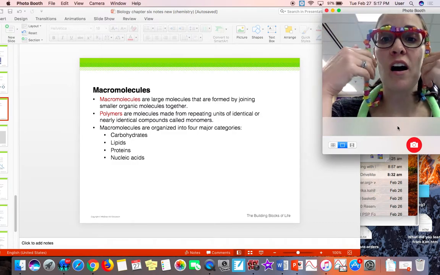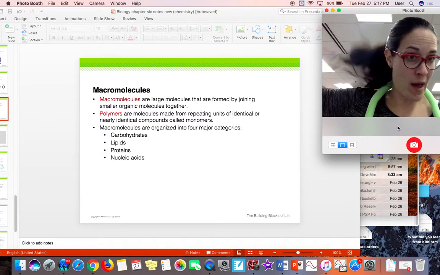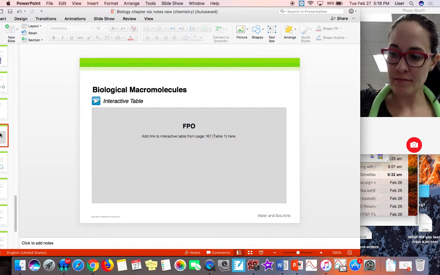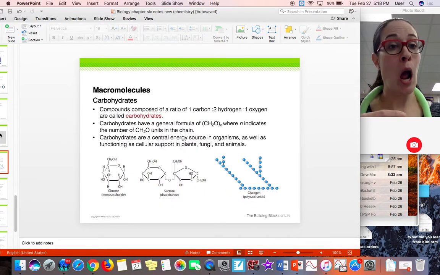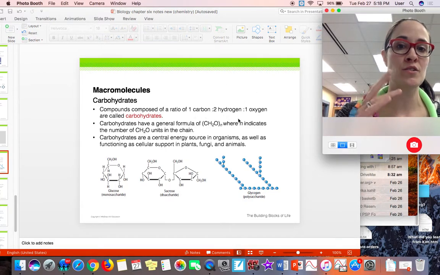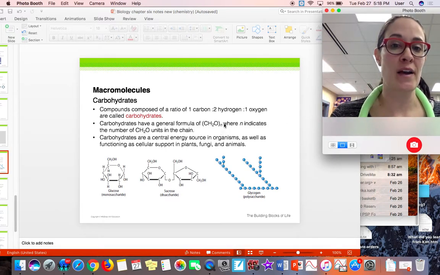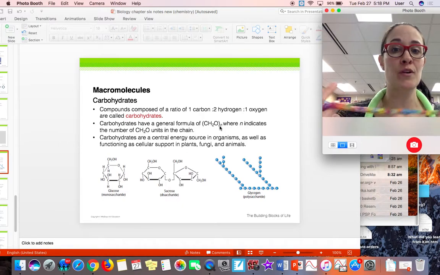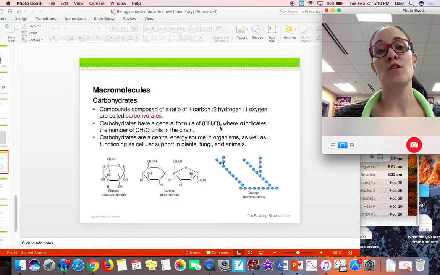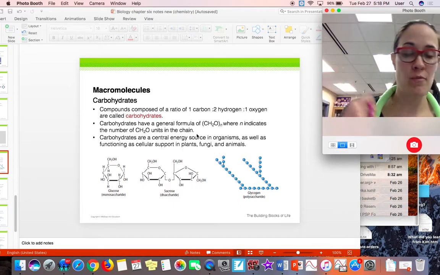All right, there are 4 main categories of macromolecules that we'll talk about. The first will be carbohydrates. Carbohydrates are made of carbon, hydrogen, and oxygen, always in a 1:2:1 ratio. And there is a formula that goes with carbohydrates and represents the number of CH2O units in that chain. So if you have 3 units, you would have 3 carbon, 6 hydrogen, 3 oxygen.